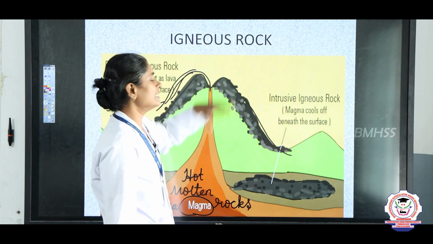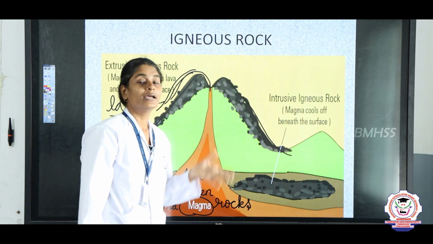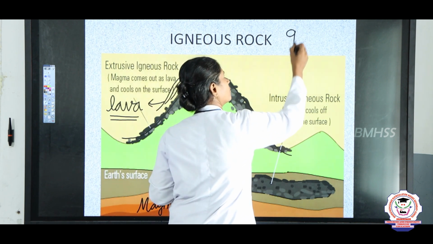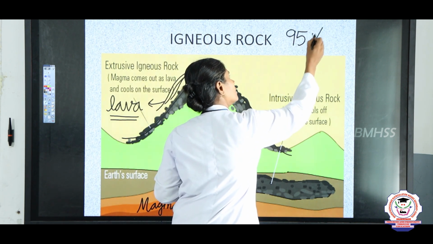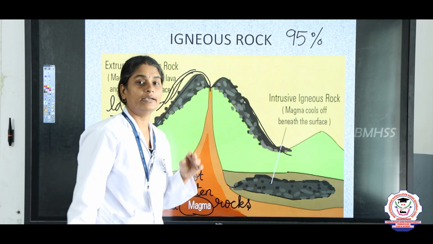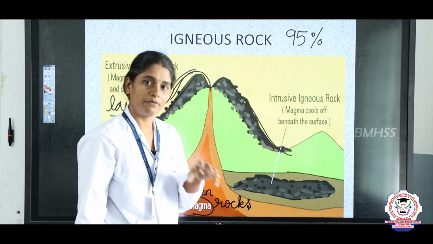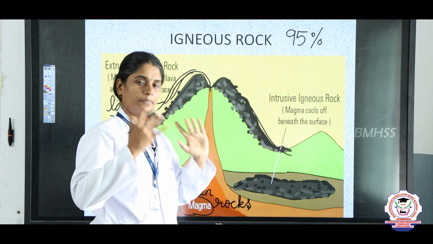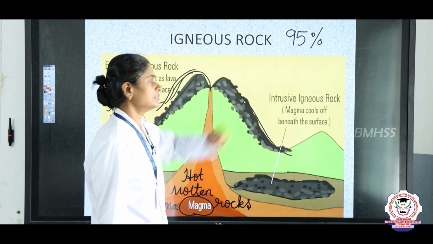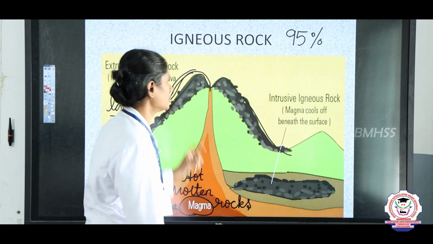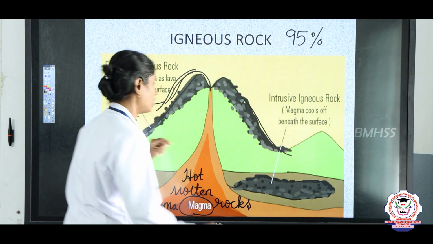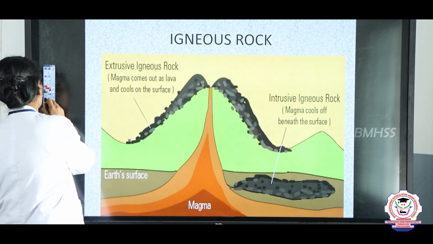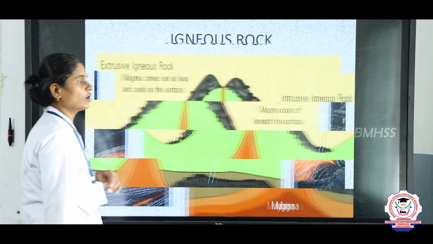So now this igneous rock, in our earth, nearly 95% of the rocks are made up of igneous rocks. நம்ம earthலயே பார்த்தோம் அப்படினா, it is made up of 95%. Now let's see how it is formed. You can see the volcano, how the hot molten rocks come out.